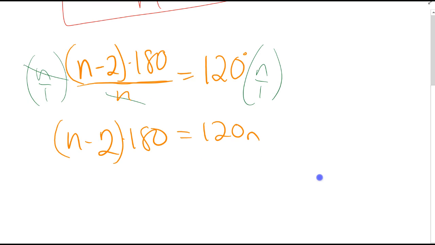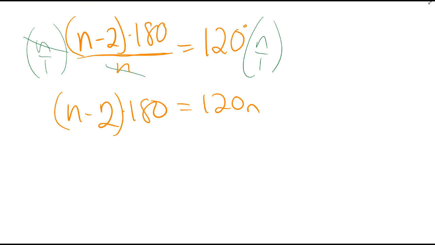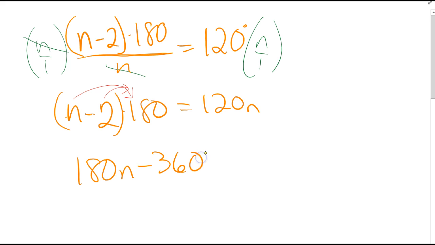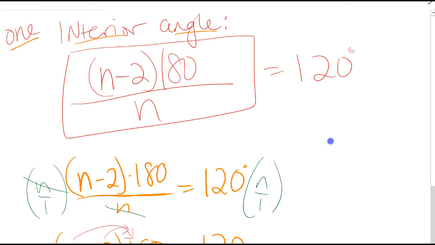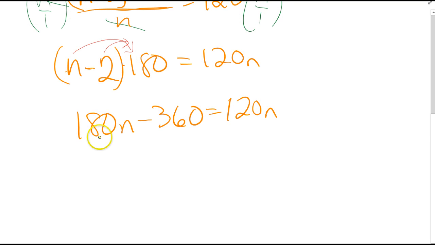Oh, great. Now I've got variables on both sides. But wait, it's okay. How about the distributive property? Yes, let's do that. So now I've got 180n minus 2 times 180, that would be 360, equal to my 120n. Now, what were we doing here? We're just trying to find one of the interior angles. So, we're getting there. Let's simplify this a little bit. Let's put the 360 over here and the 120 over here.